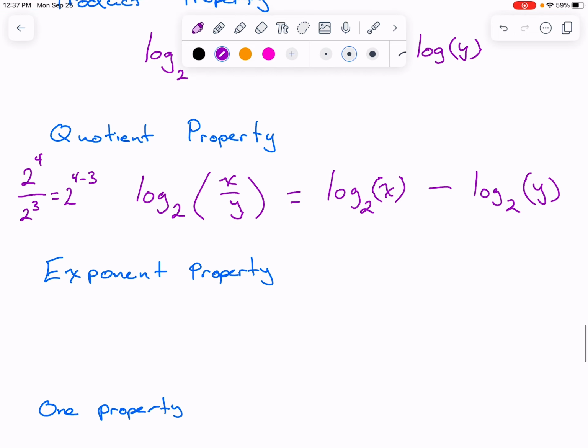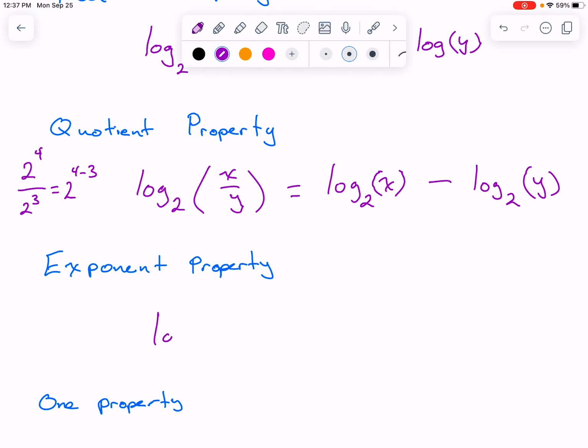The exponent property: logs that have an exponent inside, exponents can go out front. The base needs to stay the same.